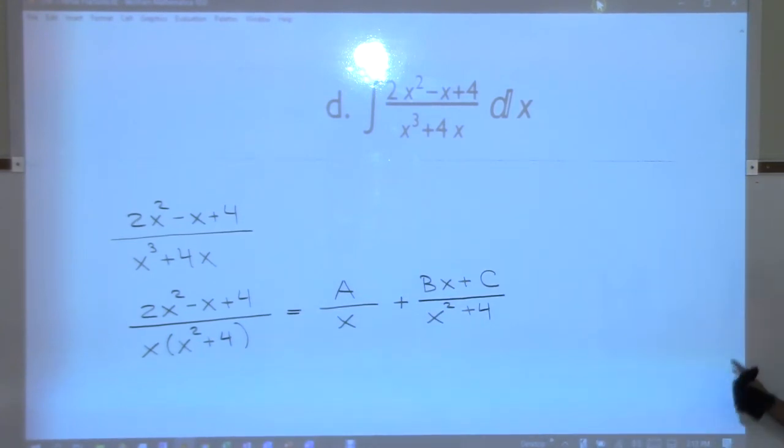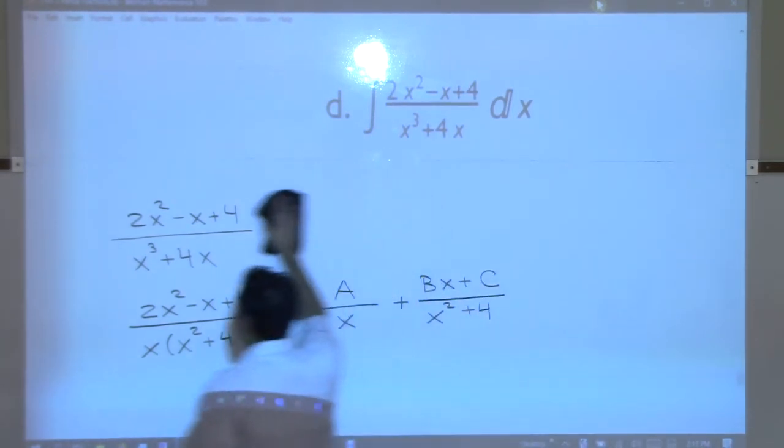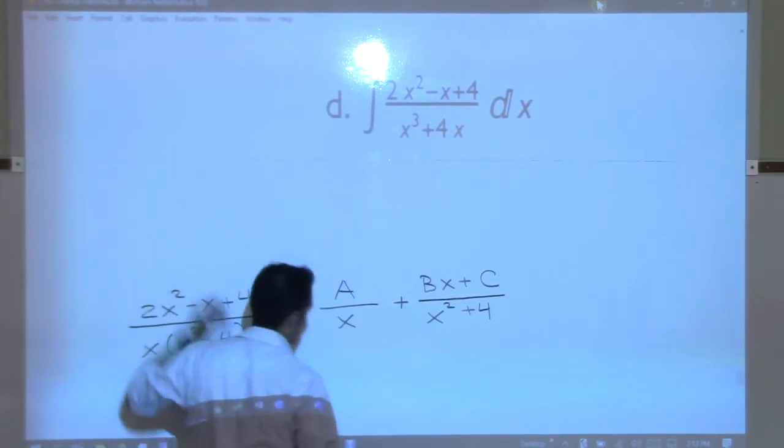So we have to go with this. Now, same game. We have to find A, B, and C. So LCD on both sides, right? Multiply through. And let's see who's up today.